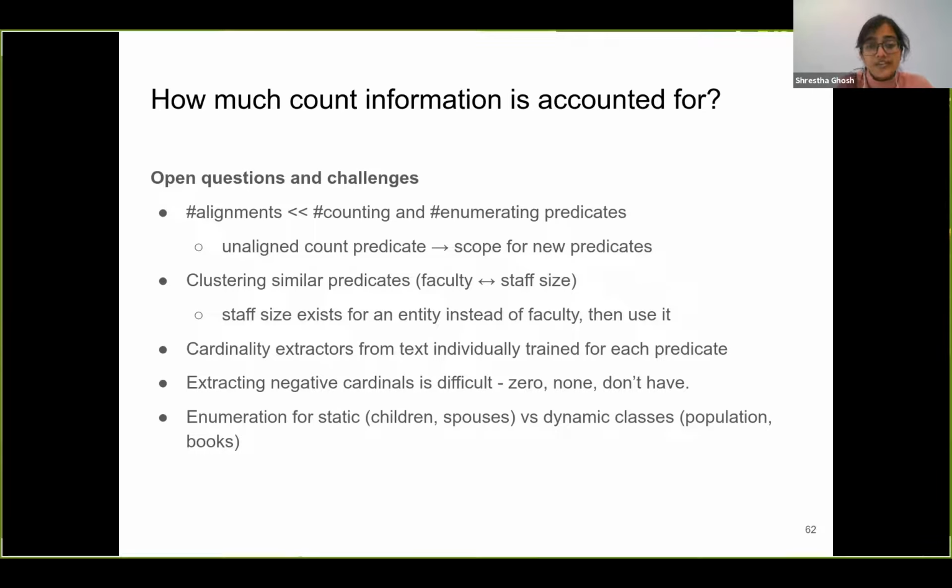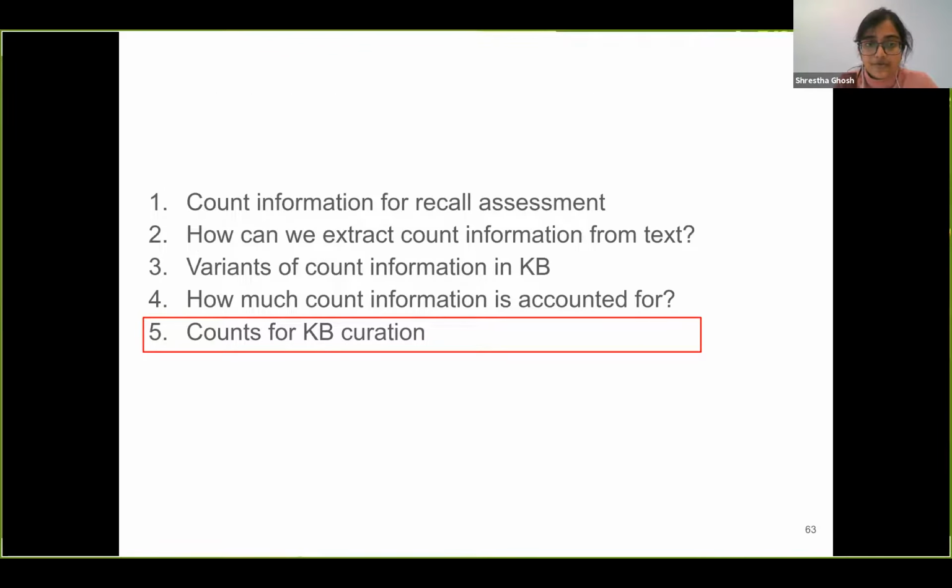Also, enumeration is difficult, as we saw. For children, it's relatively complete. However, for classes like population and books, it's usually very sparsely populated in the knowledge base. So let's go through a few examples of how these counts can be used.